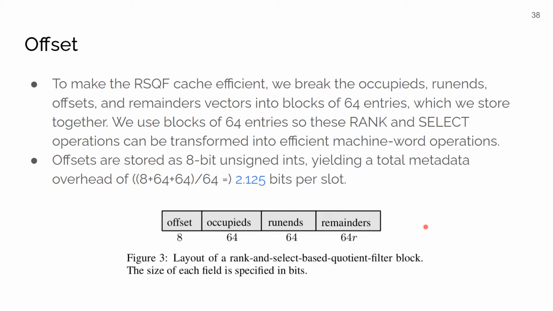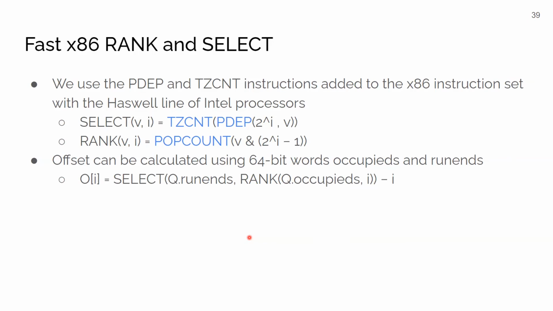Now let's see how we could perform the rank and select operations on these 64-bit words. So we use the PDEP and TZCNT instructions added to the x86 instruction set with the Haswell line of Intel processors. We calculate the select and rank operations using these instructions, and then the offset can be calculated using the 64-bit words, occupieds, and runends with this formula.